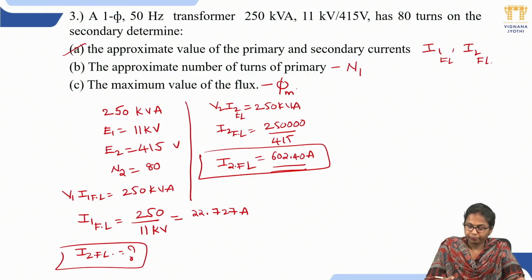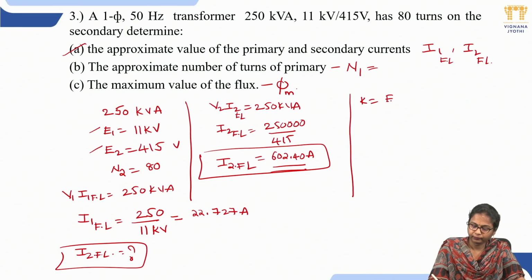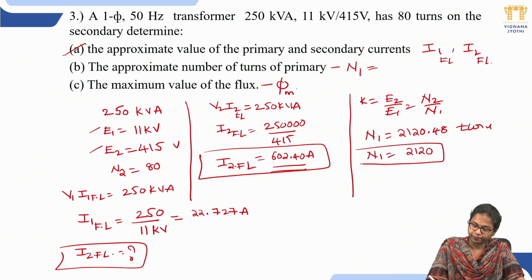Next is all about the number of turns. When N2 is known to you, can't we calculate the value of N1? Yes, we can. And here also we have the ratio E2 by E1. So K is equal to E2 by E1 is equal to N2 by N1. So N1 will be getting as 2120.48 turns. So here we can round it off as 2120 turns, the number of turns on the primary.